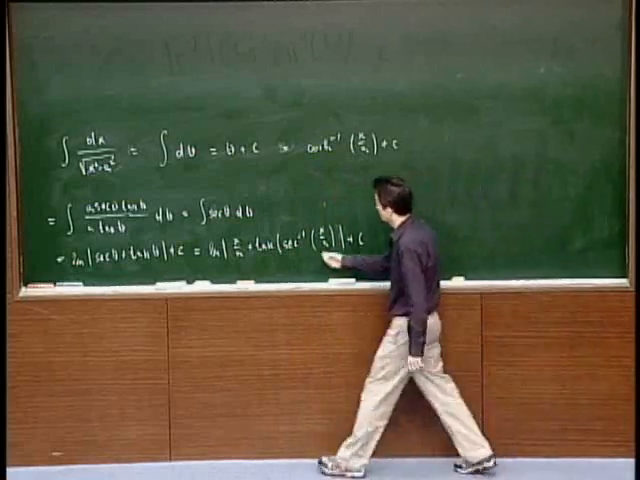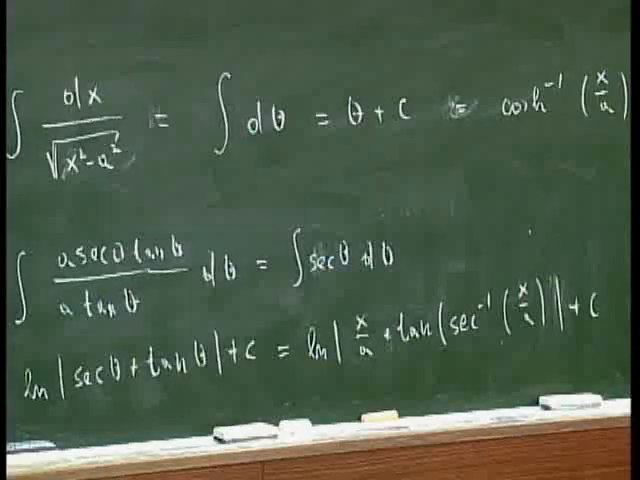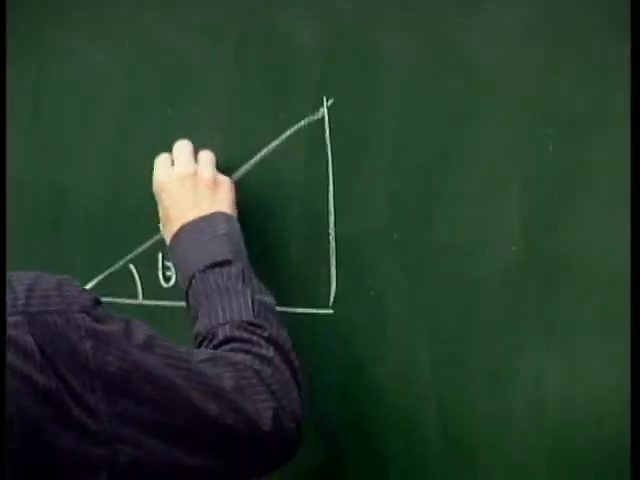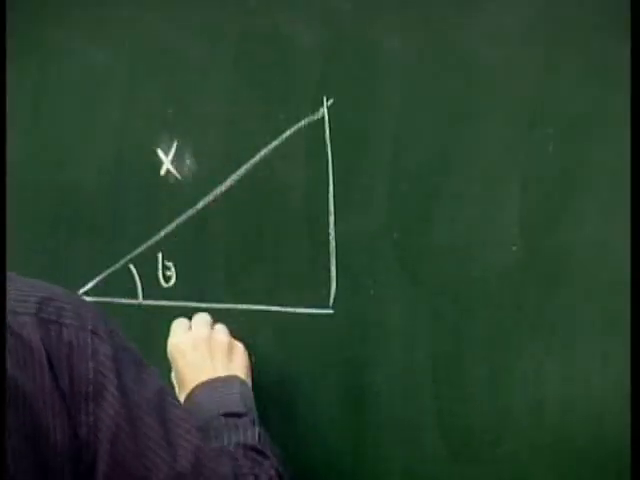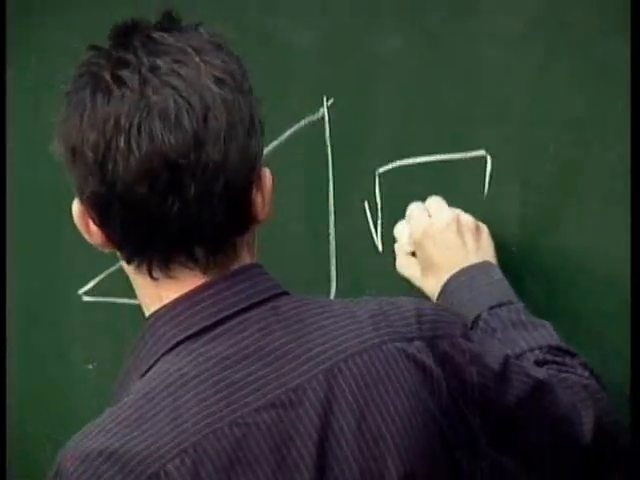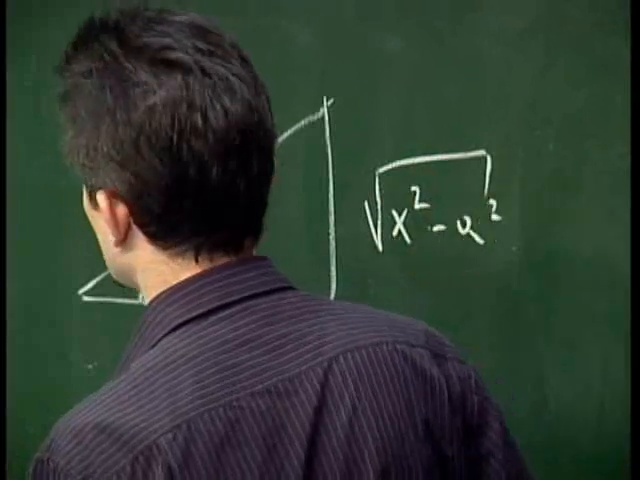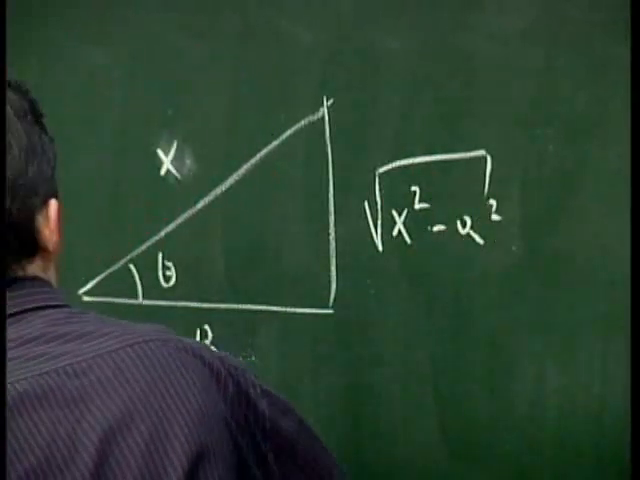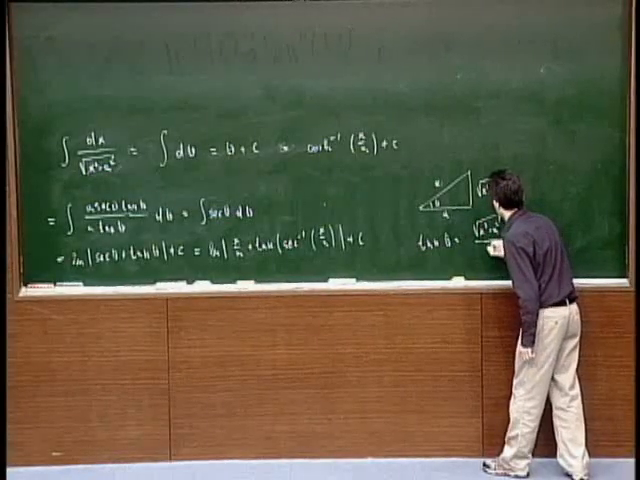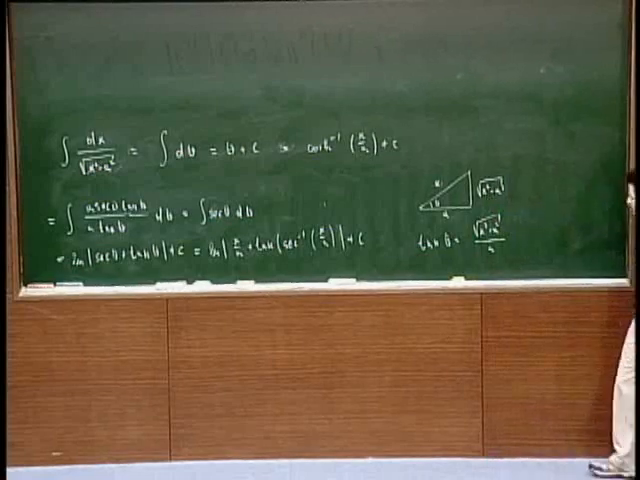Now you can again simplify this. So you have here the theta, and the secant of theta is x over a. So in the right triangle, the hypotenuse is x, the adjacent side is a, and the remaining side will be the square root of x squared minus a squared. So the tangent of theta will be the square root of x squared minus a squared over a. And you plug this in here.